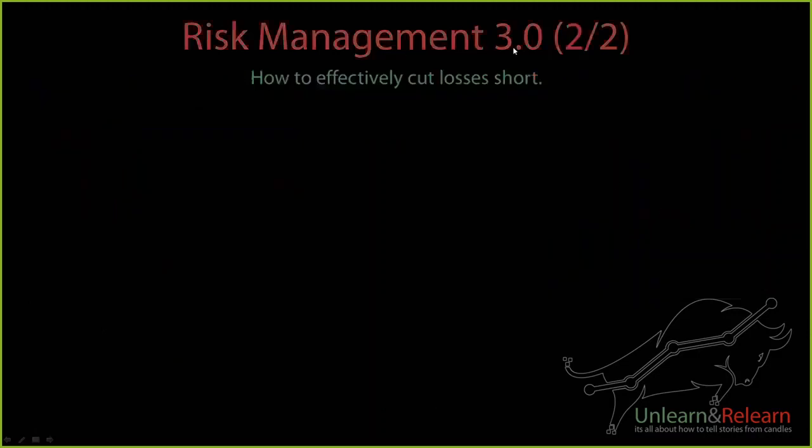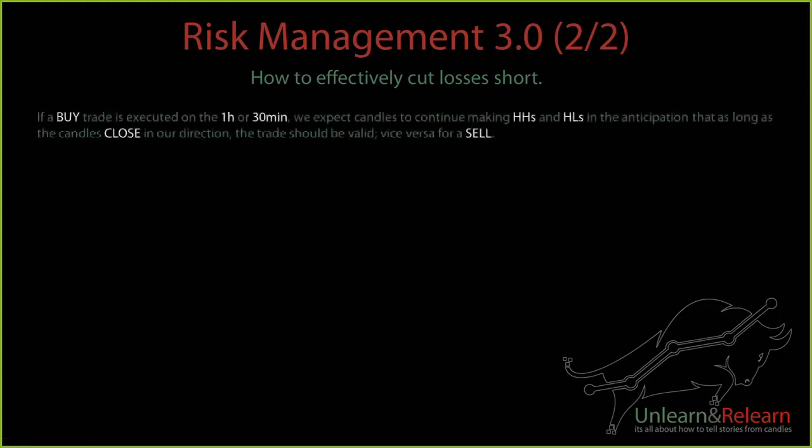Part two of risk management 3.0 is how to effectively cut losses short, right? So if you have a buy, if a buy trade is executed on the 1 hour or 30-minute, we expect candles to continue making higher highs and higher lows, right? So just understand this concept first. If we think price is continuing bullish on the 1 hour and the 30-minute, we want candles to make higher highs and higher lows, in the anticipation that as long as the candles close in our direction, the trade should be valid, and vice versa for sell.